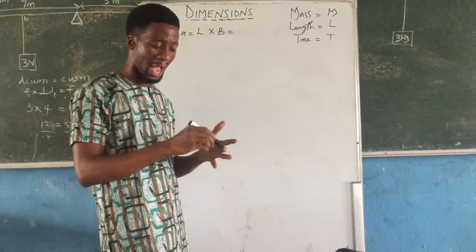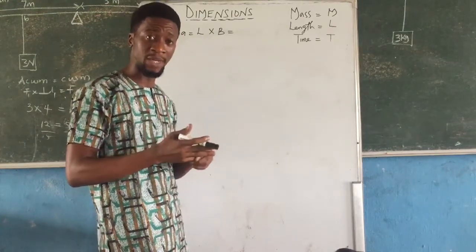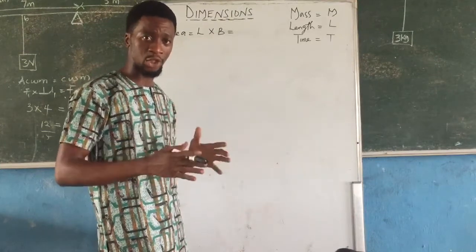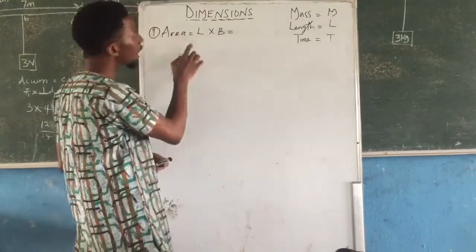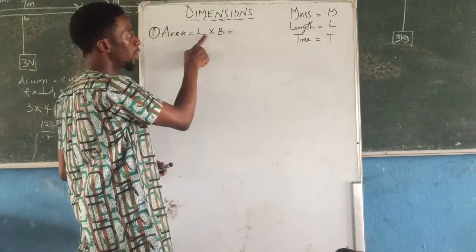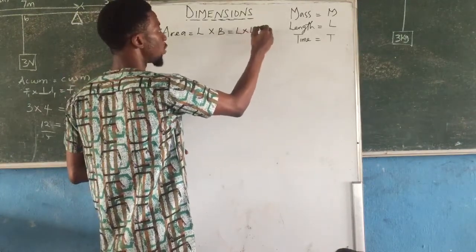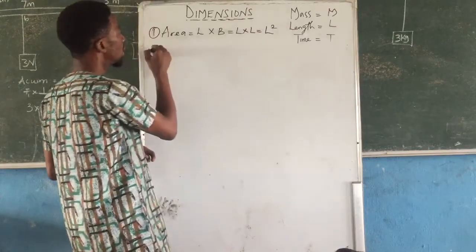Length, breadth, height, width, distance, displacement, even radius has unit as meter, has dimension as what? Length. So today, anywhere we see length, breadth, we see it as length. So this gives us L times L, which is L raised to the power 2.